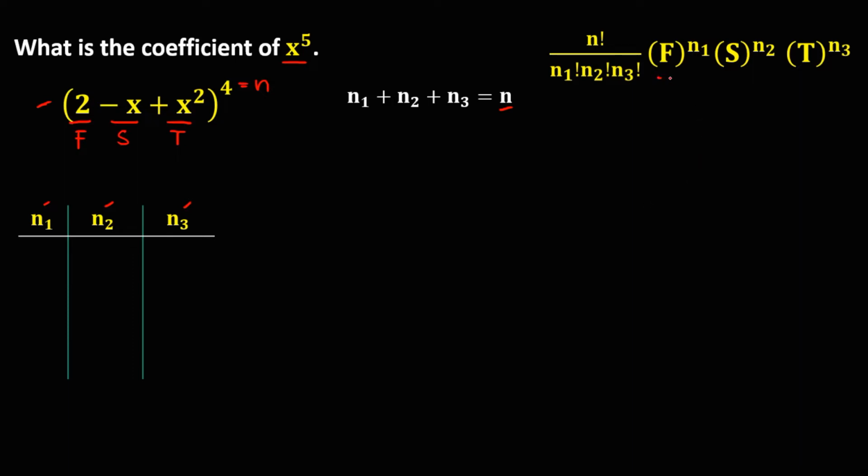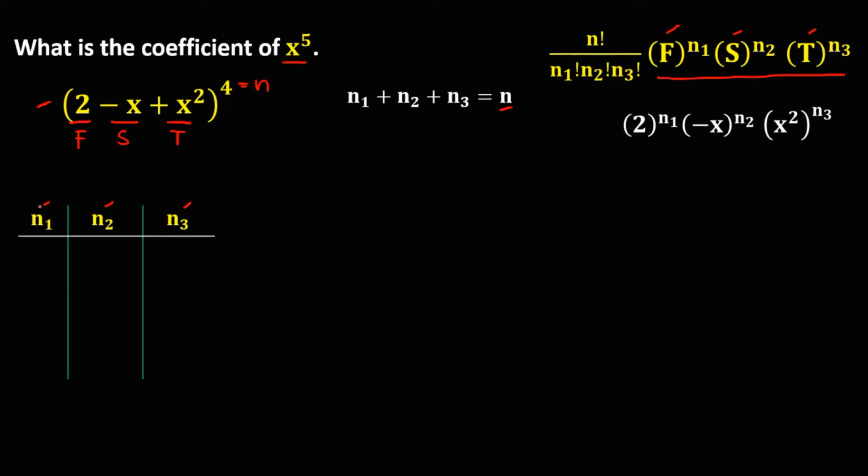Then from this equation, substitute the value of the first term, the second term, and the third term. So we have 2 to the power n sub 1 times negative x to the power n sub 2 times x squared to the power n sub 3.